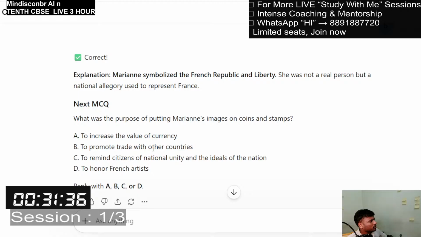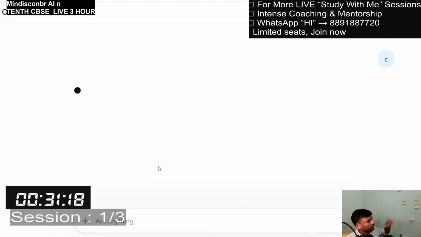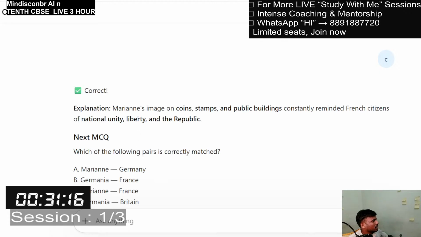What was the purpose of putting Marianne's images on coins and stamps? Increase the value of currency, to promote trade with other countries, to remind citizens of the national unity and the ideals of the nation, or to honor French artists. The answer is to remind citizens of national unity and the ideals of the nation. Explanation: Marianne's images on coins, stamps, and public buildings constantly reminded French citizens of national unity, liberty, and the republic.